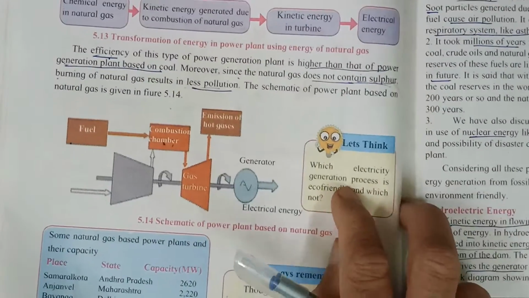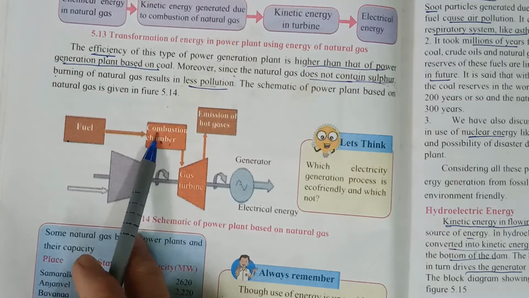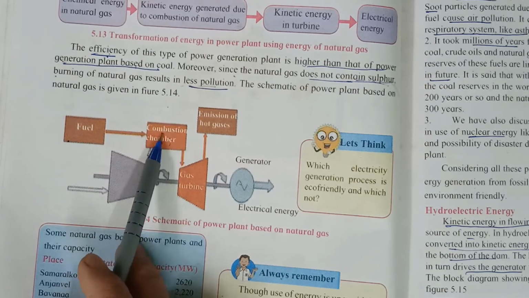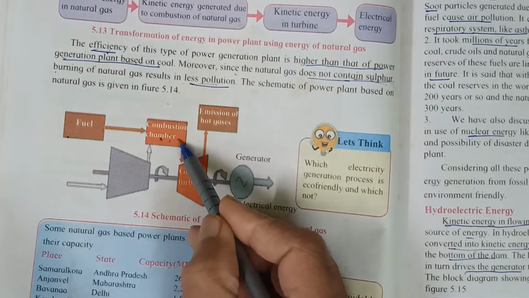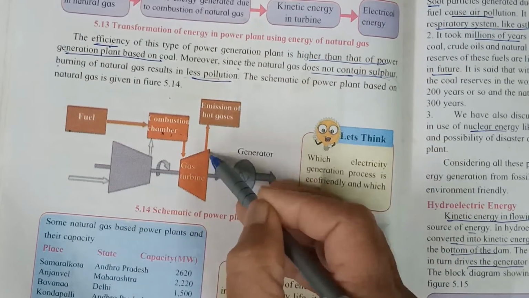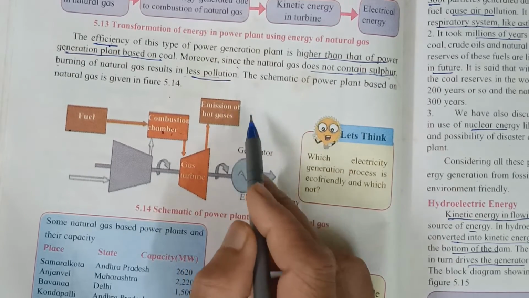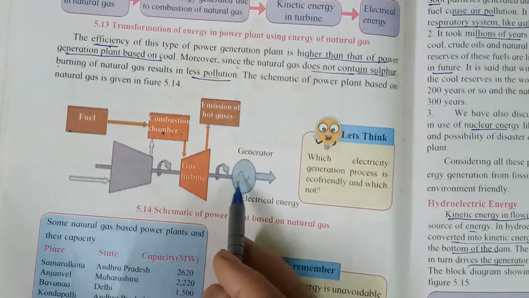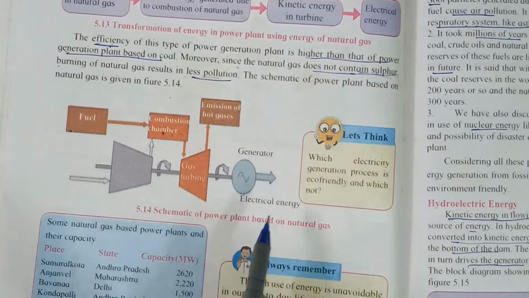See here in your table, the diagram is given. See the fuel, that is the natural gas, enters into the combustion chamber, so that it is heated under compressor pressure. Then this gas produces the kinetic energy. This kinetic energy is used to rotate the turbine. At that time the hot gases are released into the air. Only gas is released, so there are no harmful effects, and the turbine rotates the generator and the generator produces the electrical energy. See, that is why it is important.